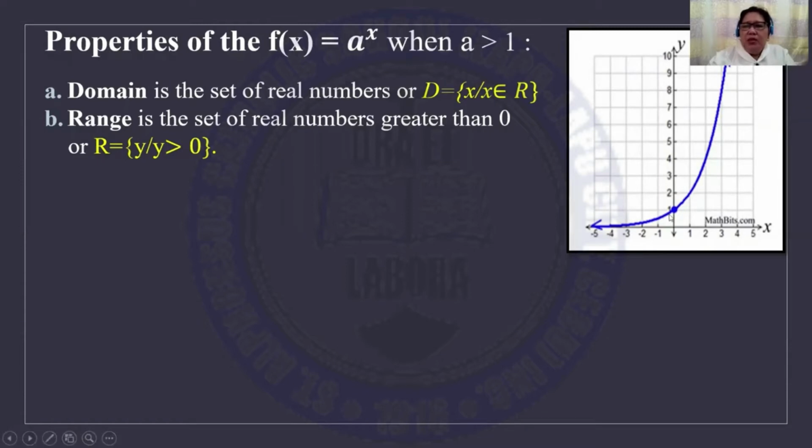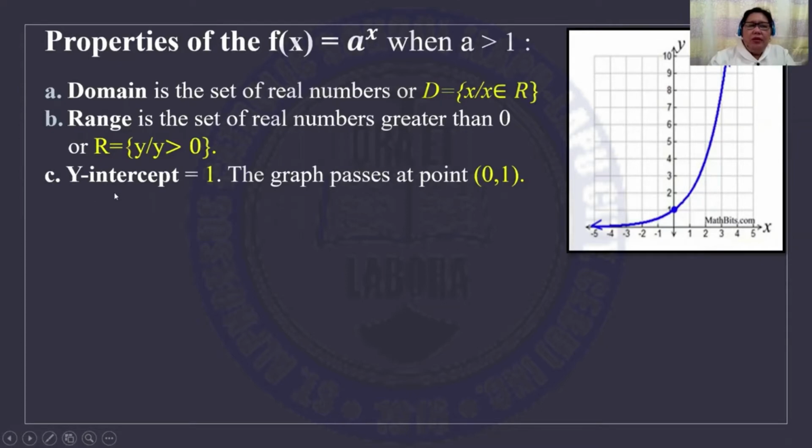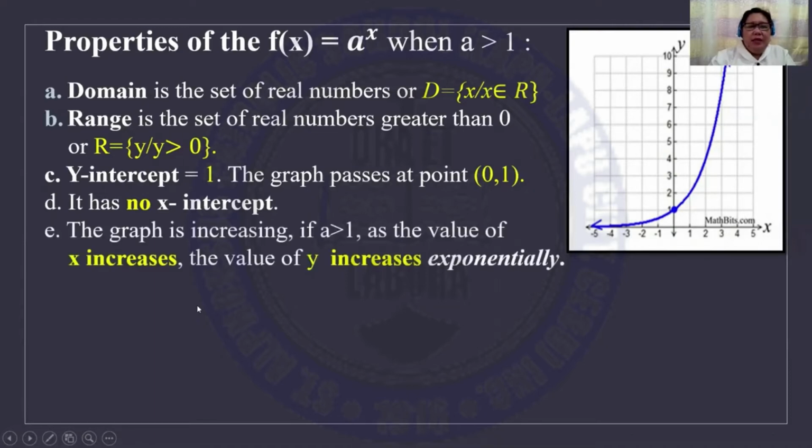Meaning you cannot use the values of y less than 0 because the graph will not cross the x-axis. The third one, y-intercept is equal to 1. The graph passes through the point (0, 1). It has no x-intercept because the graph does not cross the x-axis. The graph is increasing if a is greater than 1. As the value of x increases, the value of y increases exponentially.